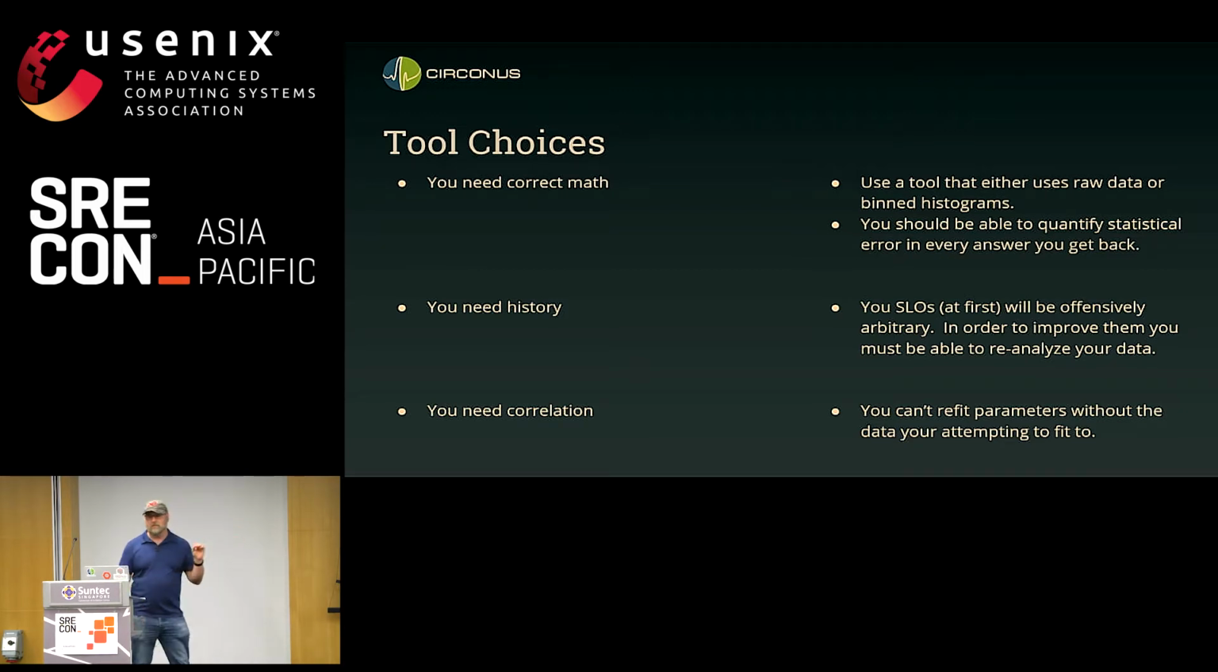I think there are 3 really important aspects to get these things right. And you can do this very easily with Splunk and Elk and Elastic and things like that. And then you can also do it with tools that are really designed to answer SLO-oriented questions. One thing is you need correct math, right? So you either need to use a tool that uses raw data or binned histograms. And the easiest way to trust that is that if the tool doesn't tell you how much error is in the answer, then you shouldn't trust it.